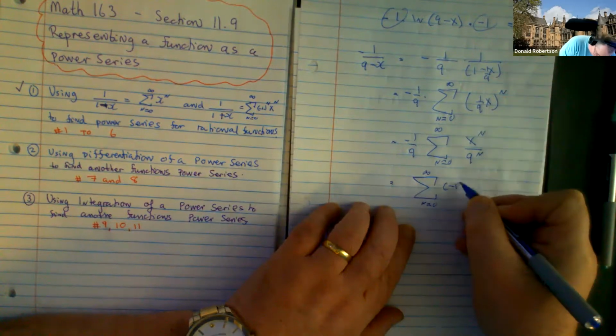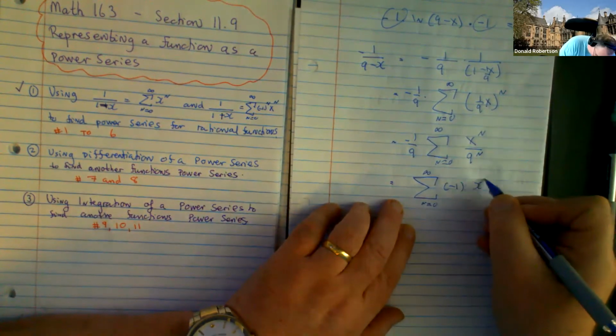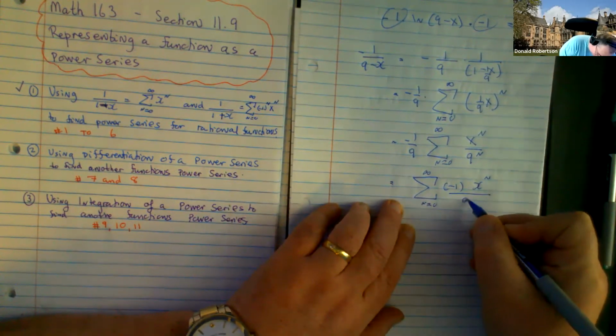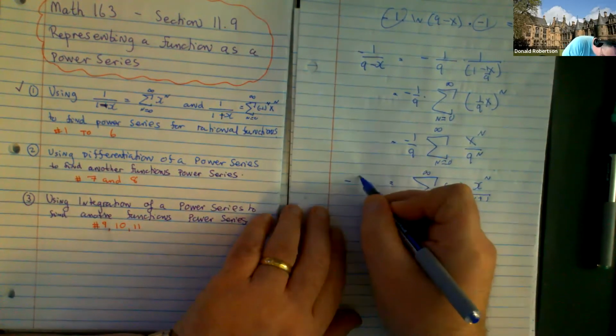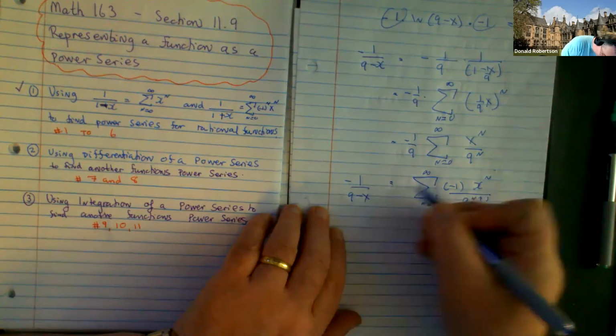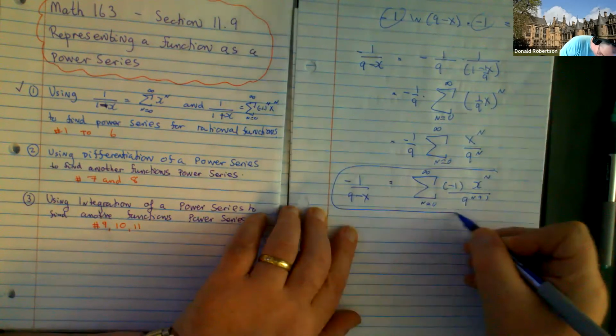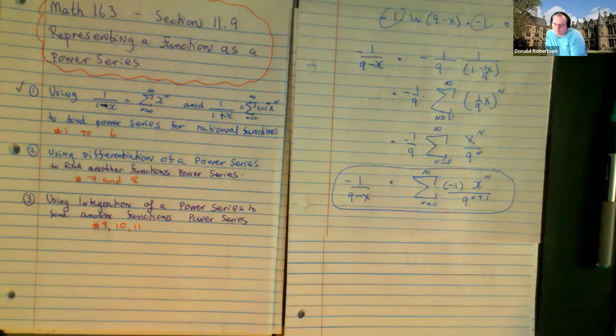All you get is a single -1 here. Nothing happens to that guy, and this guy gets 1 extra power. We have now got the power series for this fraction. Is there anything you're not sure about where bits came from here? Is it looking good?